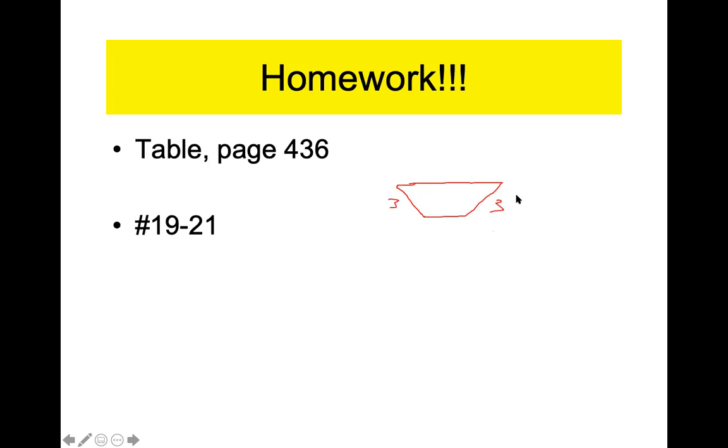That's a horrible isosceles trapezoid. This angle right here is 60 degrees, and since it's isosceles, so is this one, 60. Therefore, we get a special right triangle.